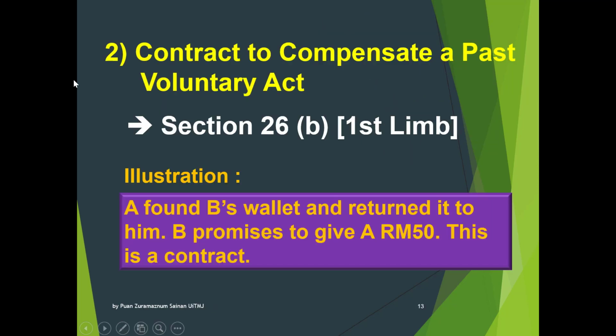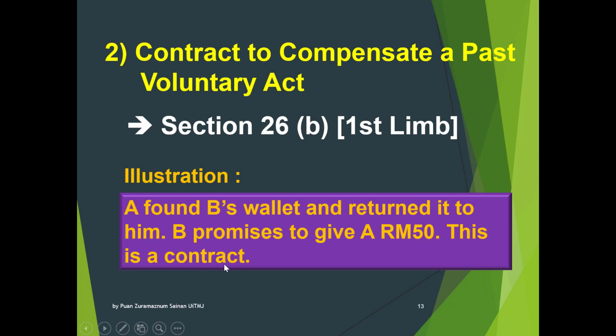The second exception is the agreement which is to compensate a past voluntary act. Okay, satu perjanjian untuk memampaskan, memberi pampasan atas satu perbuatan yang lepas yang dilakukan secara sukarela. Okay, this is by virtue of section 26B, the first limb, the first part of this section. Okay, for example, let's say A found B's wallet and returned it to him. Maybe A knows that the wallet belongs to B, so he voluntarily returned the wallet to B. So now B promised to give A 50 ringgit. This is a contract. After A has returned the wallet, now B makes a promise to give A 50 ringgit.